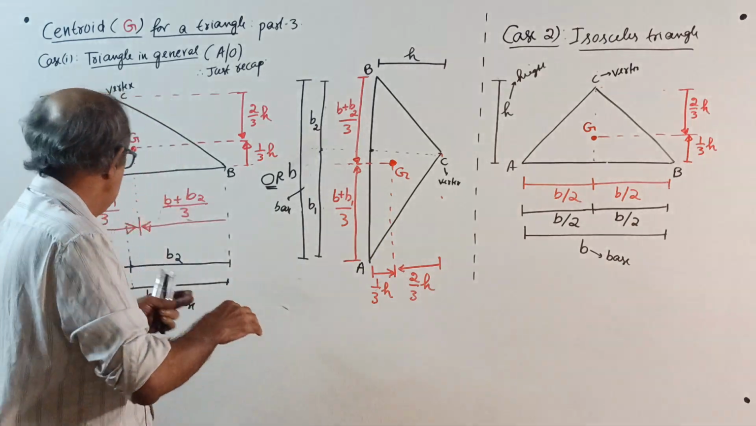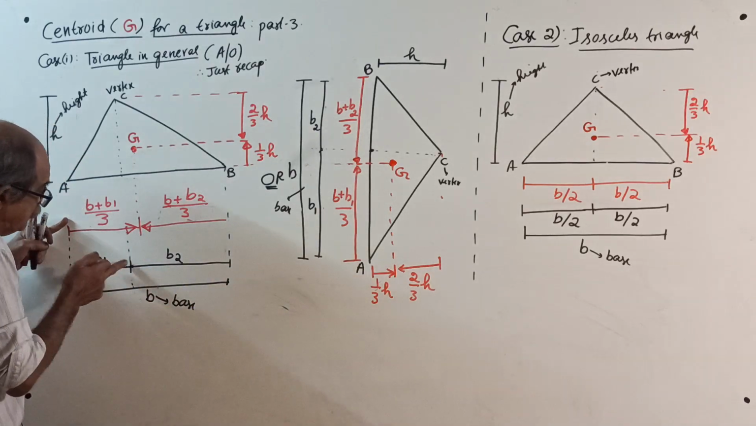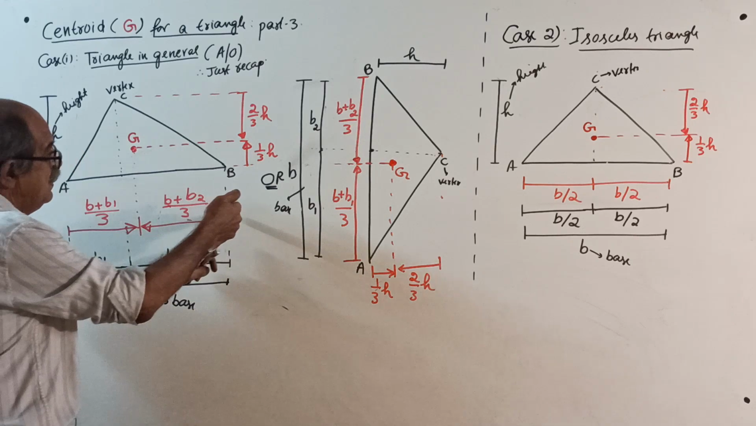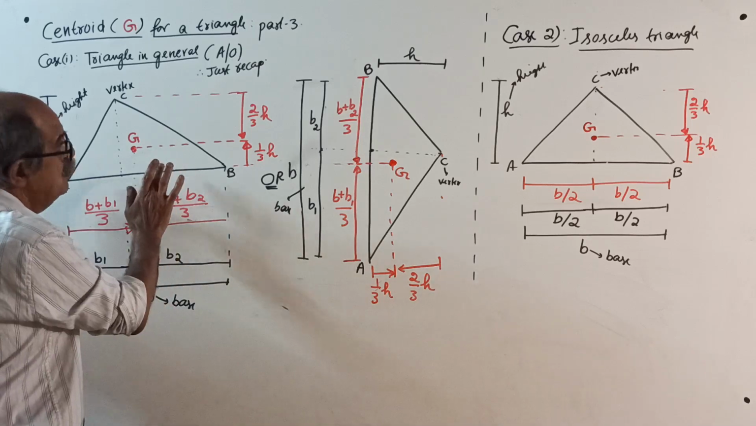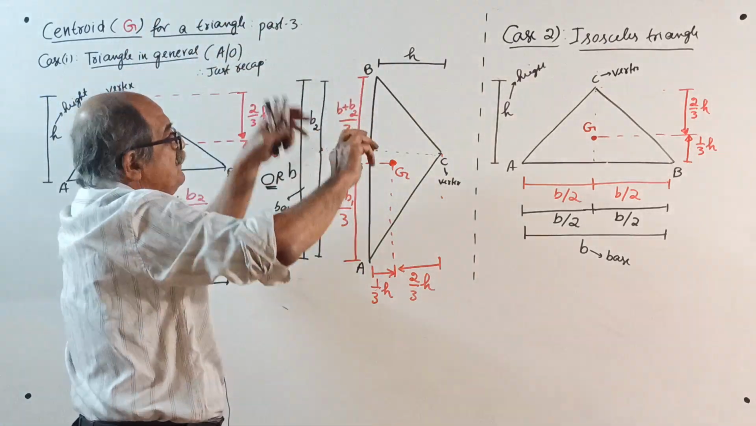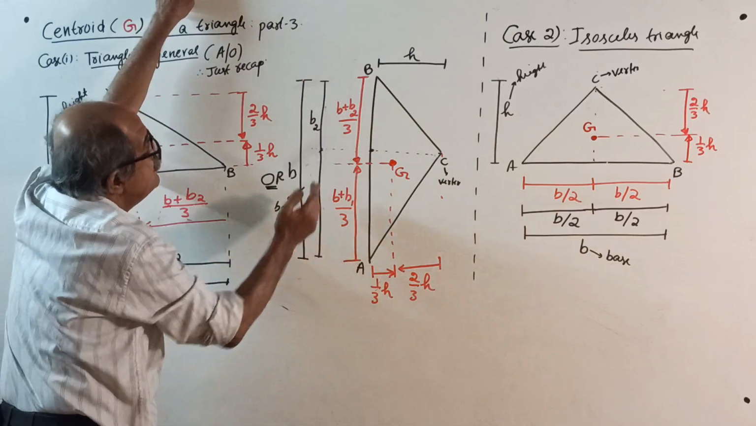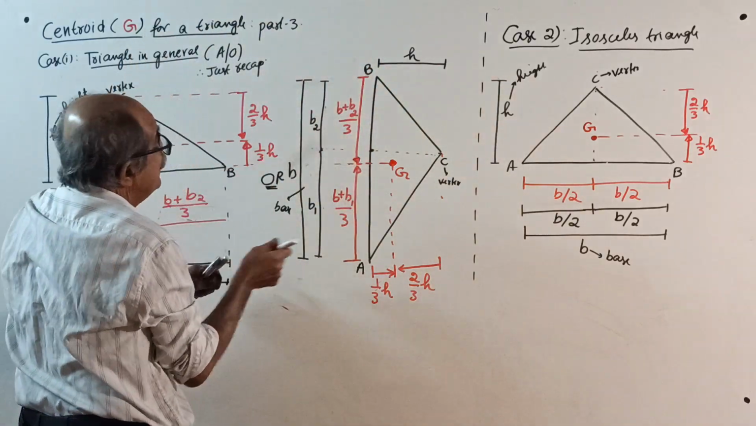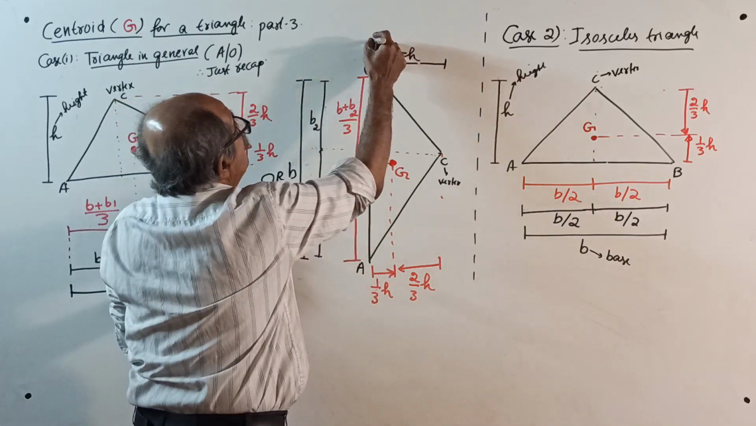So I will say, from here, full base plus this cut base divided by 3. Full base plus cut base divided by 3. This we proved last time. Now, if the triangle is this way, once again, triangle in general, this is the base, this is the height. Shall I write here? Okay, this is the height.